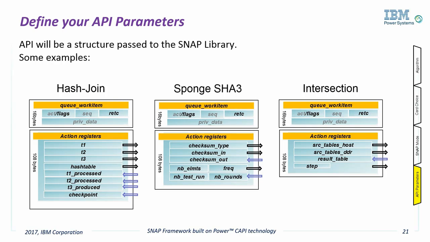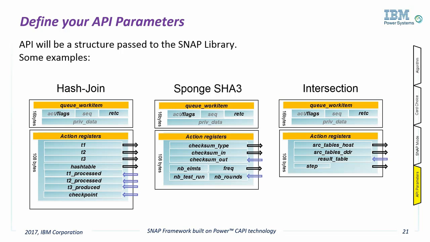All Snap API calls use a similar structure, starting with the queuing of the work item, containing return codes and flags. The rest of the structure is action-dependent. Here we show 3 different action examples we've created and the associated structures. The hash join example requires 3 table addresses, T1 and T2 for input, T3 for output. The results are the number of table elements processed for each of the tables. SHA-3 requires only a few parameters to configure the checksum type and the initial checksum. The main output is the new checksum.